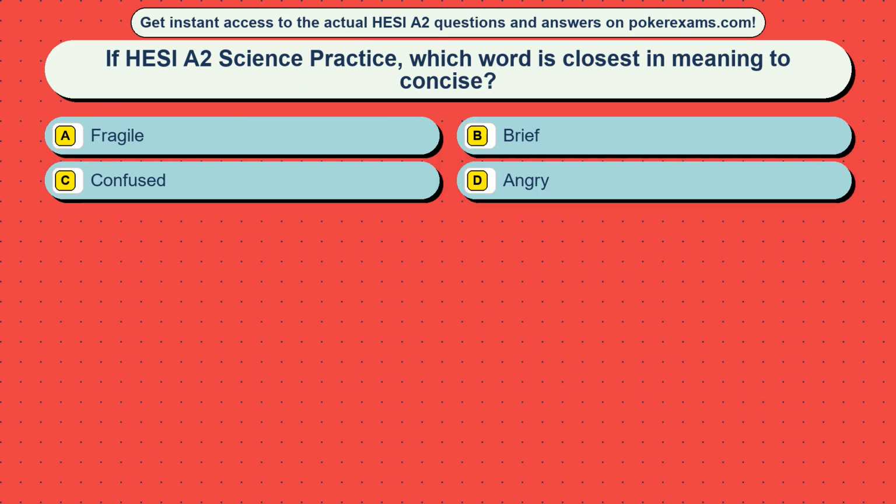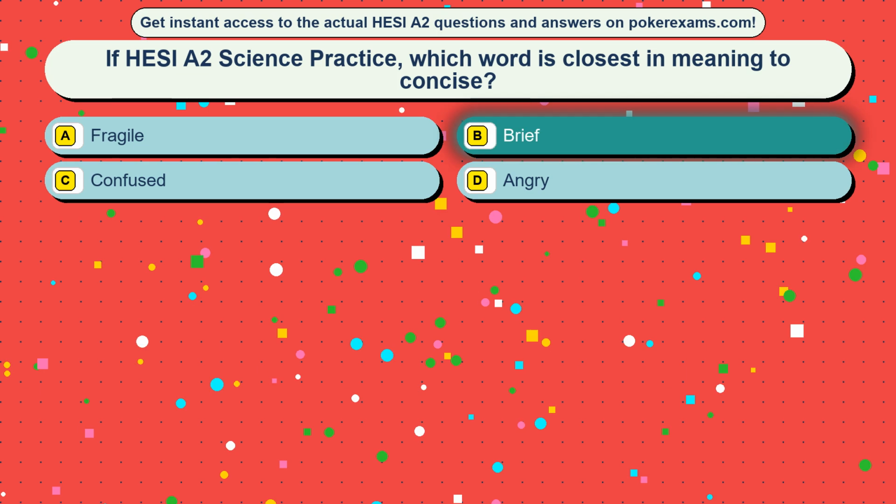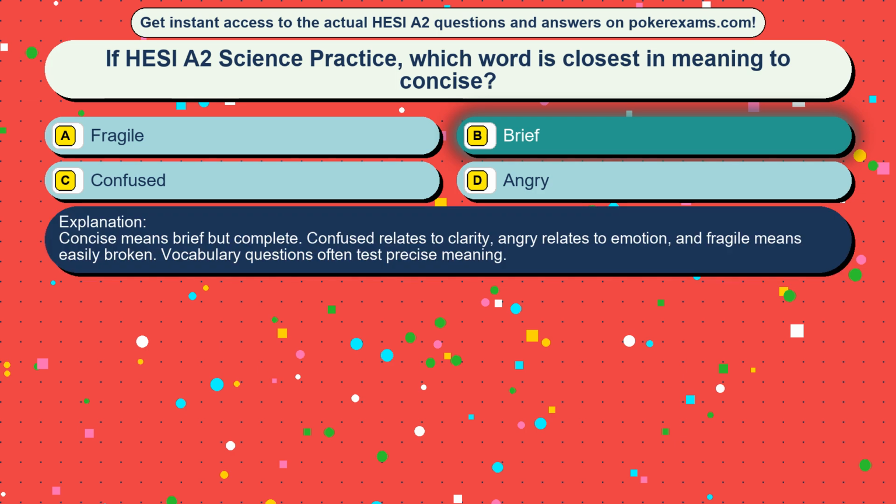Question 40. If HESI A2 Science Practice, which word is closest in meaning to concise? Option A, fragile. Option B, brief. Option C, confused. Option D, angry. The correct answer is option B, brief. Concise means brief but complete. Confused relates to clarity, angry relates to emotion, and fragile means easily broken. Vocabulary questions often test precise meaning.